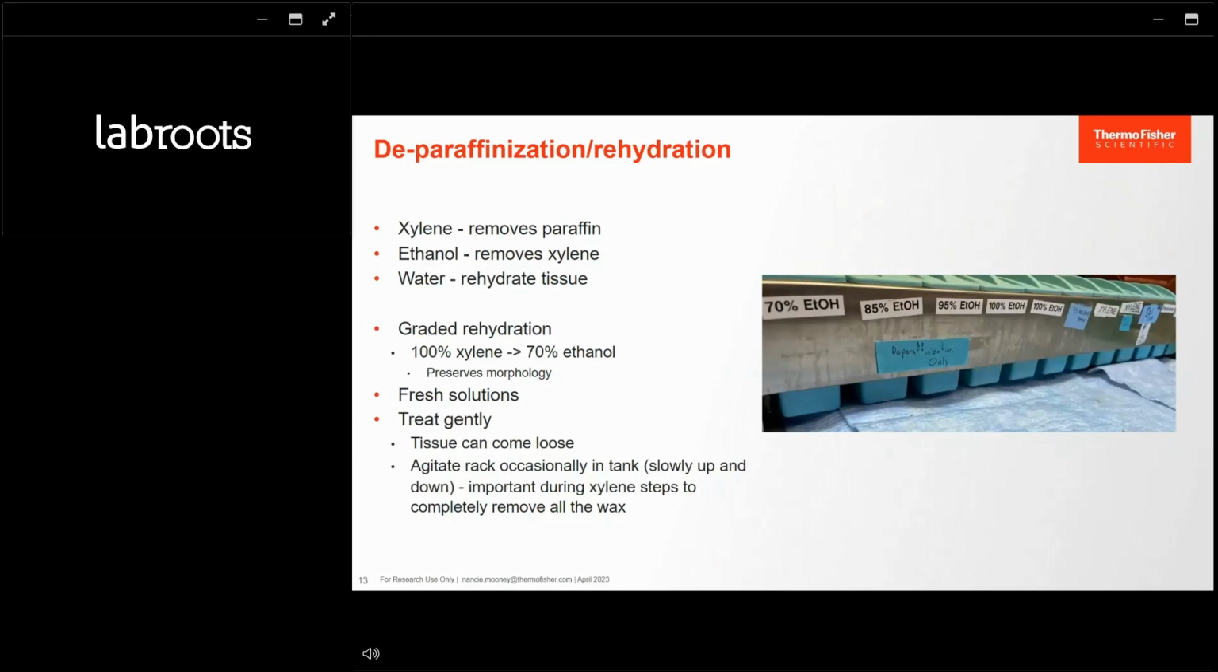I strongly suggest using fresh solutions every time you do this, for knowing the percentages of the various buffers is important and can really make a difference in terms of removing all of the paraffin and making sure your tissue is well rehydrated. When you are doing this, it's important to treat your slides gently. So you will want to agitate the slides in these solutions, but you want to do it gently because you don't want your tissue to come loose in these solutions either. Agitating is important to remove all of the paraffin and rehydrate your tissue well, but again, gentle.